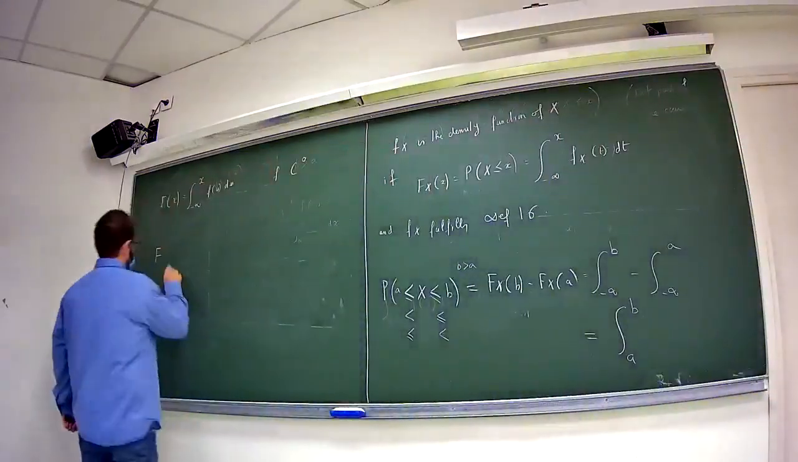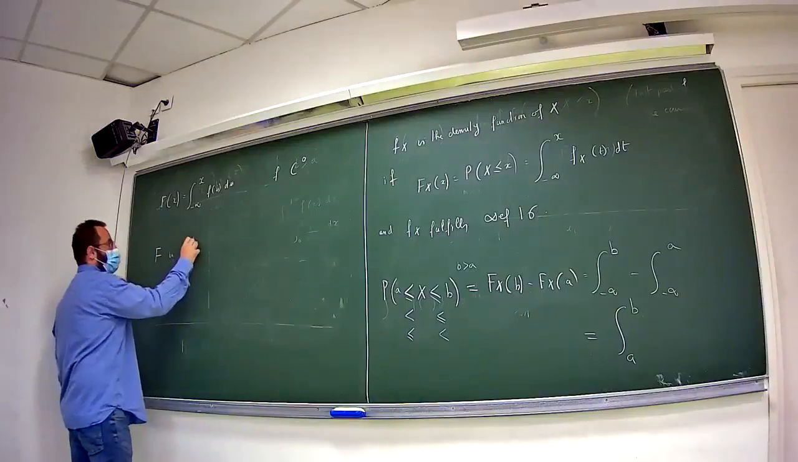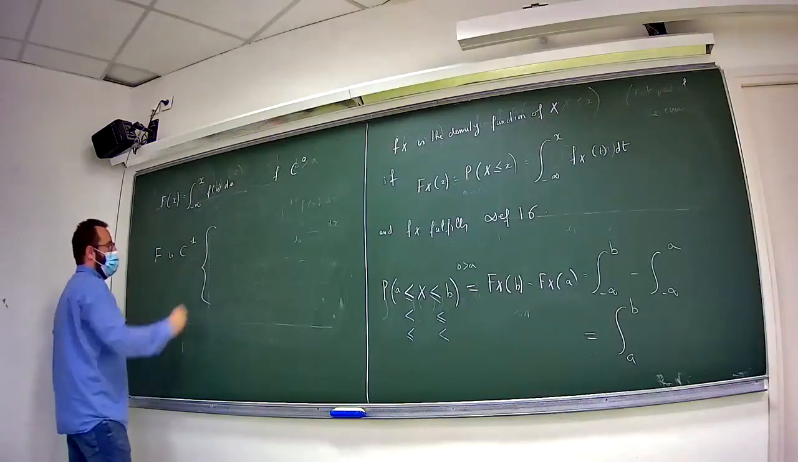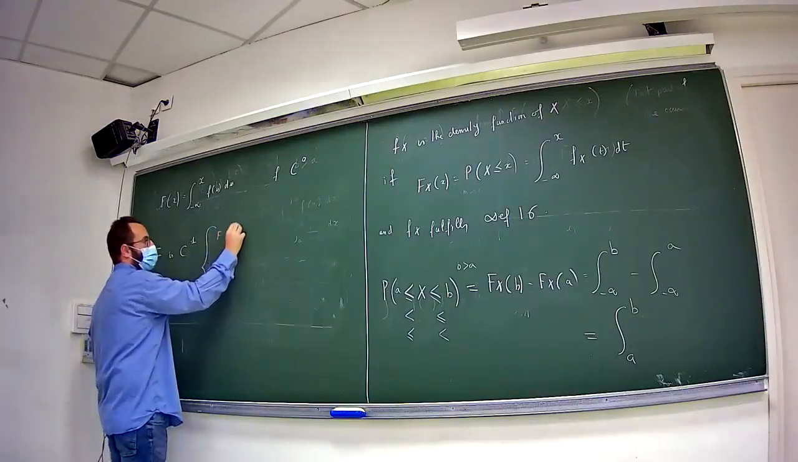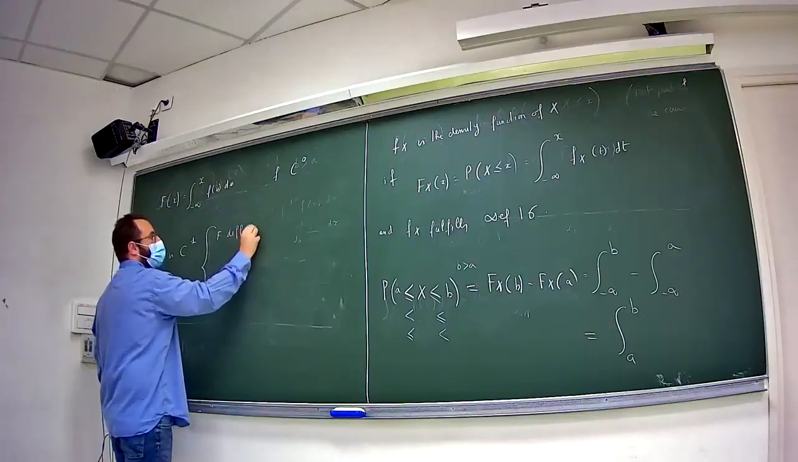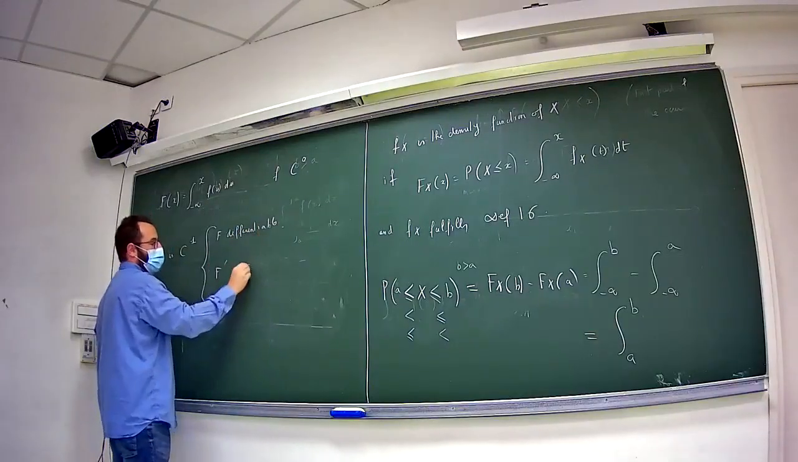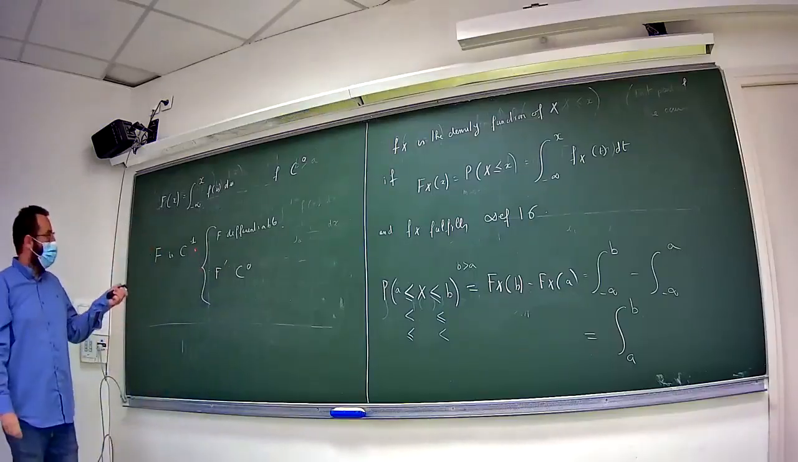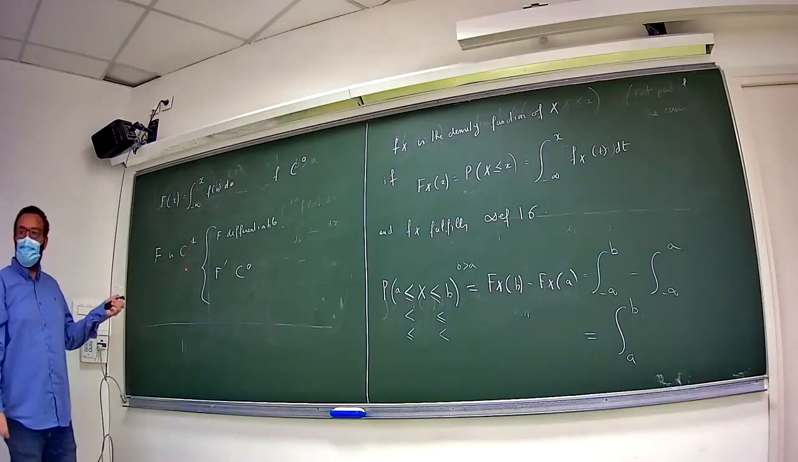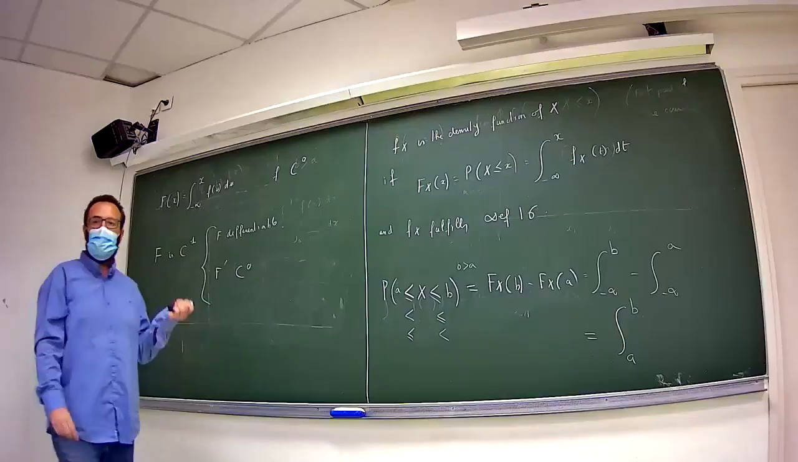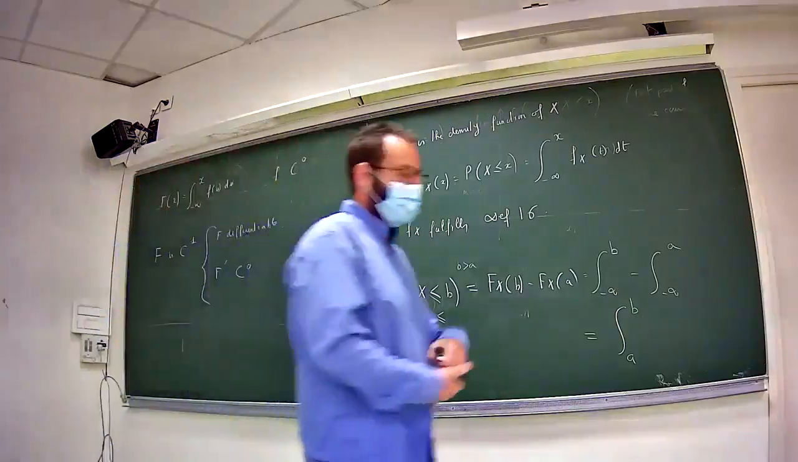That is, here f is C1. What is the meaning of being C1? That is, f is differentiable and f prime is continuous. So C1 means that the first derivative exists and is continuous. It's something that we are going to use several times in this part.